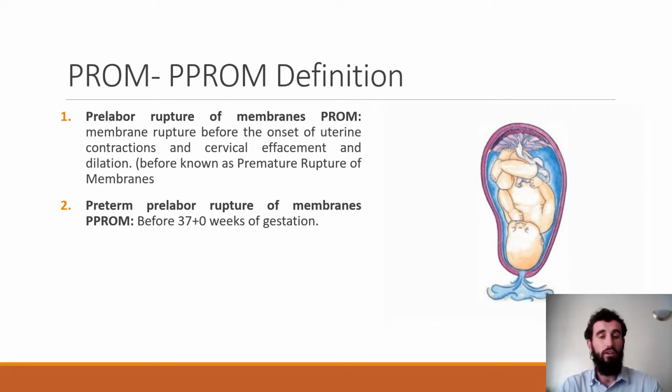Then the second definition is preterm pre-labor rupture of membranes, abbreviated as PPROM. It's the same as before, but this situation has to occur before 37 weeks of gestation. That is the same as saying at preterm labor.